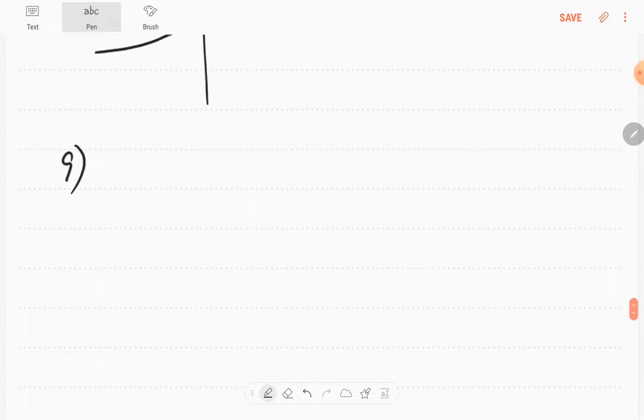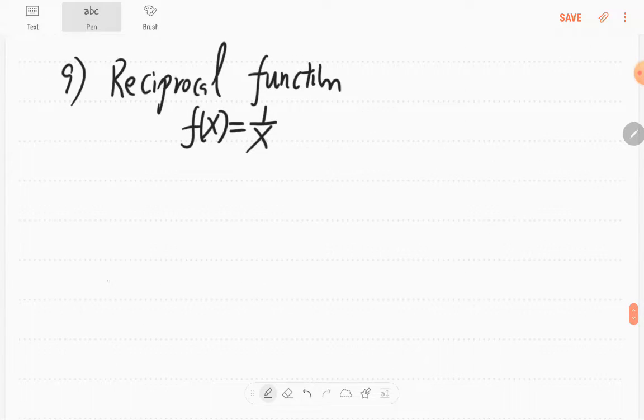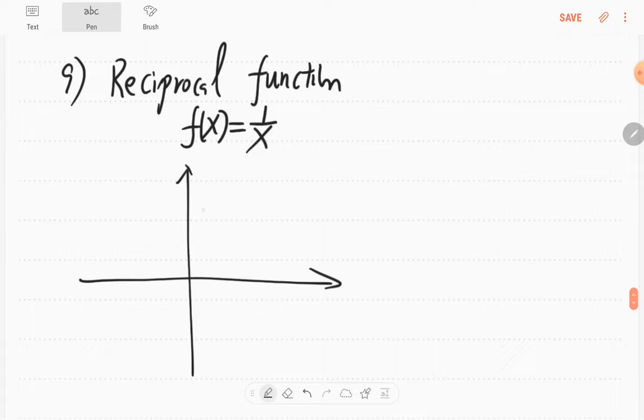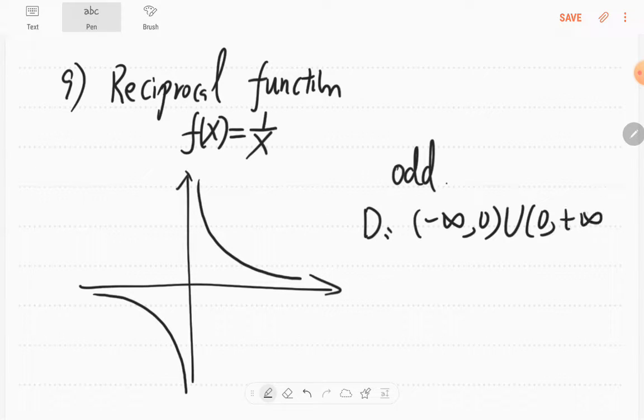Nine. This is the reciprocal function, which is f of x equals 1 over x. So our graph will look like this one. So this is an odd function again. And the domain is all the x values except 0, right? We cannot plug in 0. So it's from negative infinity to 0, union from 0 to positive infinity.